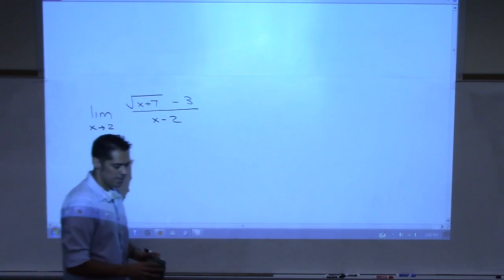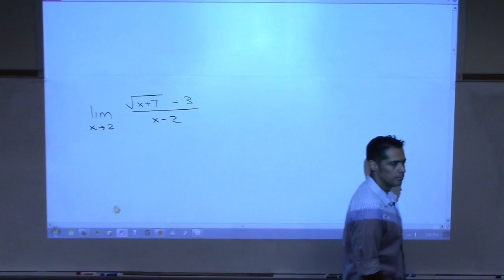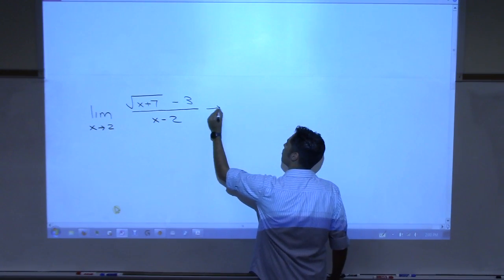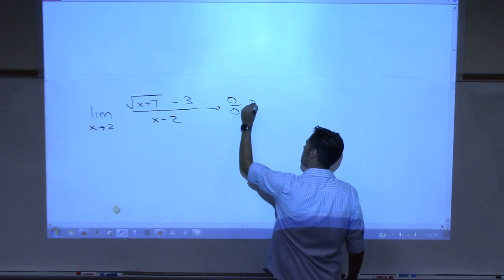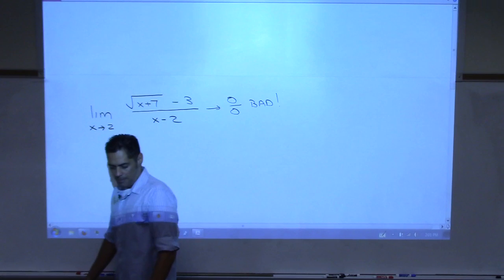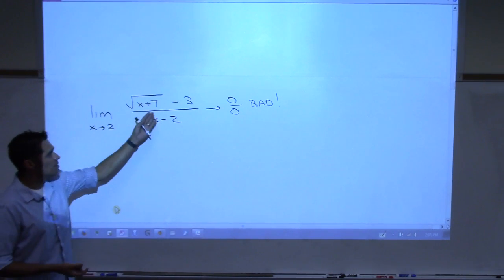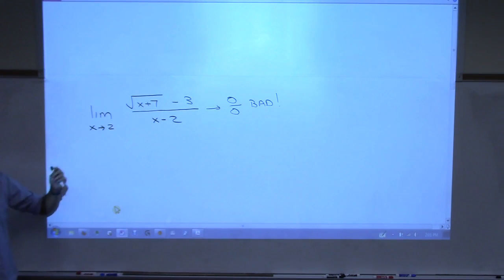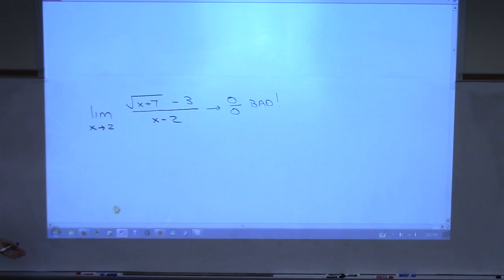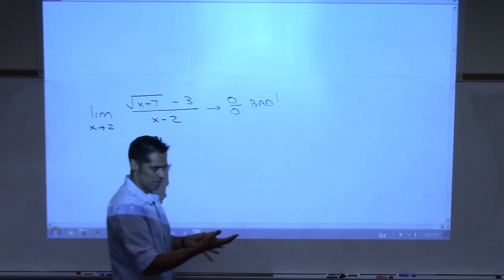Please verify that this is a problem. Is it? Yep. 0 over 0. All right, this is 0 over 0. This is bad. We've got some algebra to do. Okay, factoring. I don't see any factoring we can do here. Complex fraction, it's not a complex fraction. But it involves radicals. And we do know something about radicals that we've done in the past.